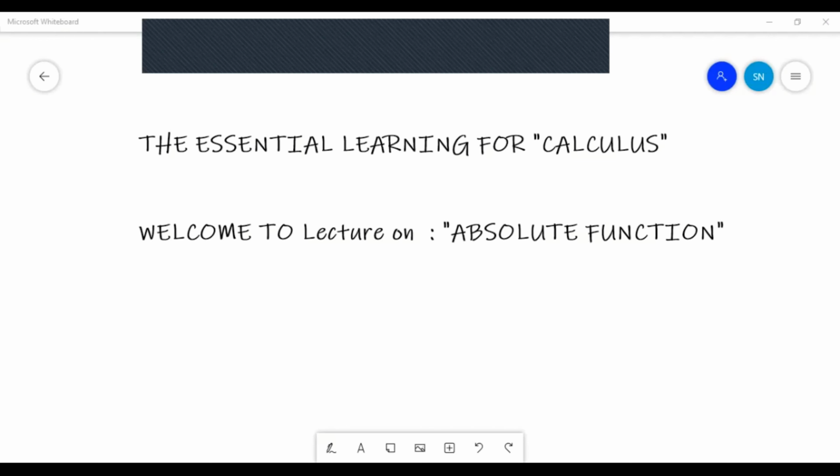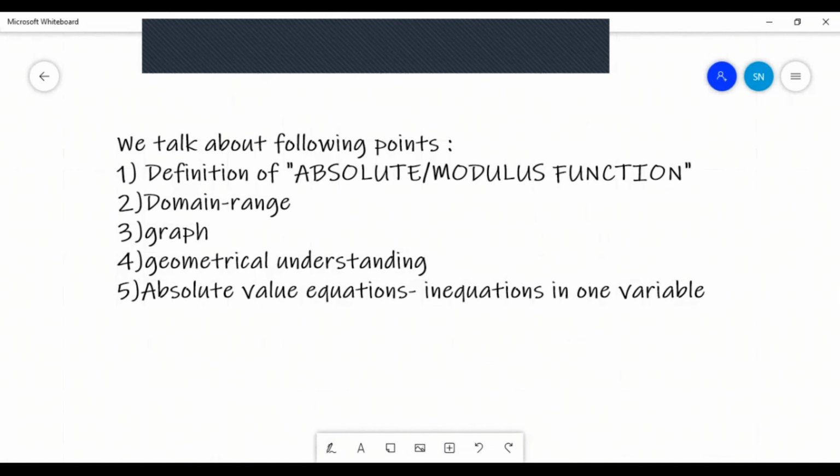Here in this session, I'm going to talk about the following points. One, definition of absolute or modulus function. Two, domain and range of it. Third, graph of the function. Fourth, geometrical understanding of absolute or modulus function. And fifth, elementary absolute value equations in one variable.